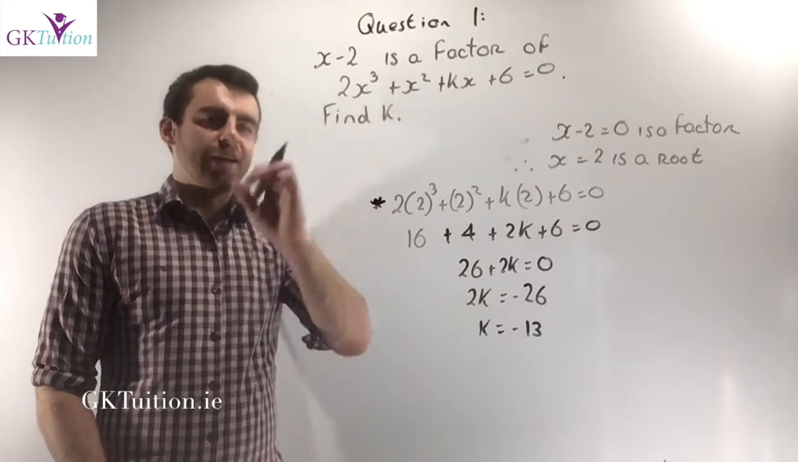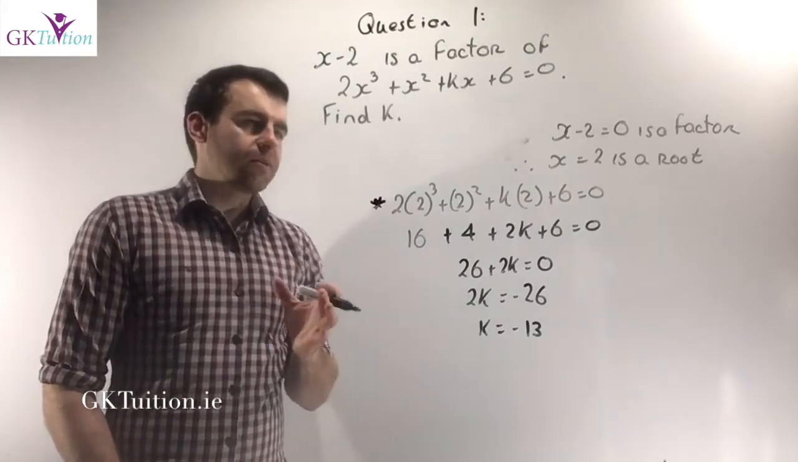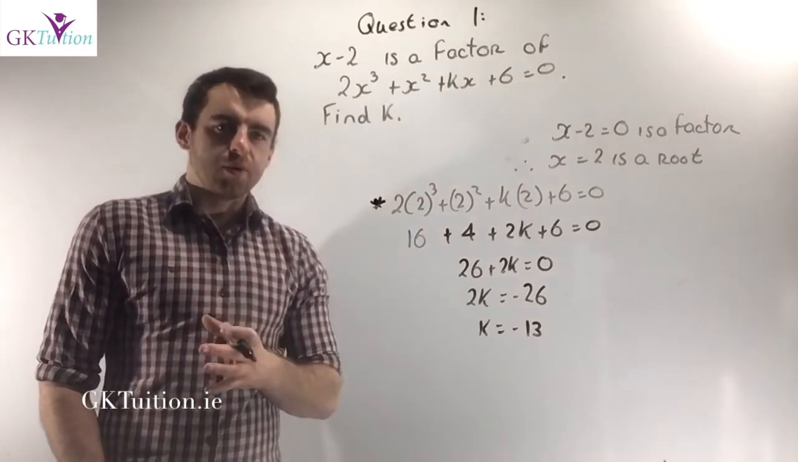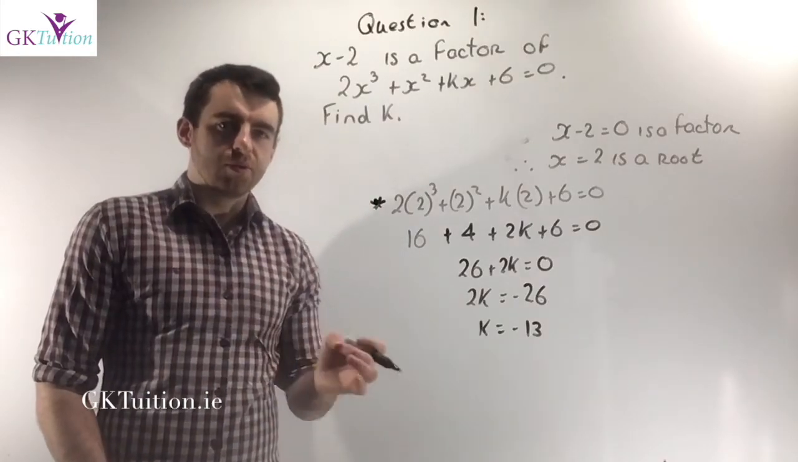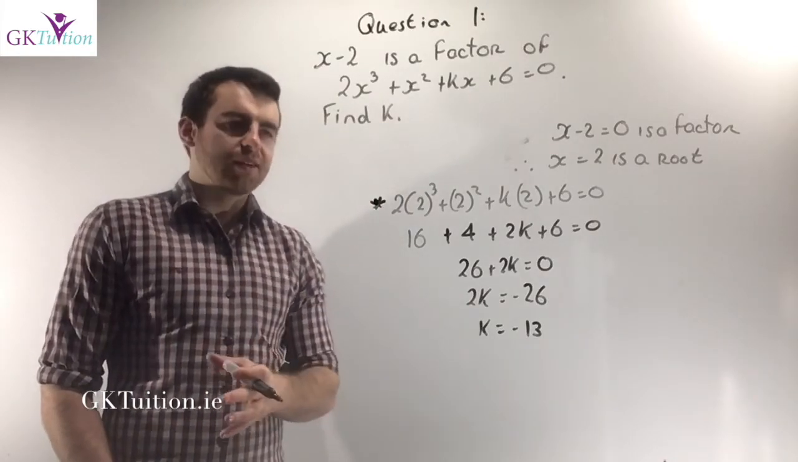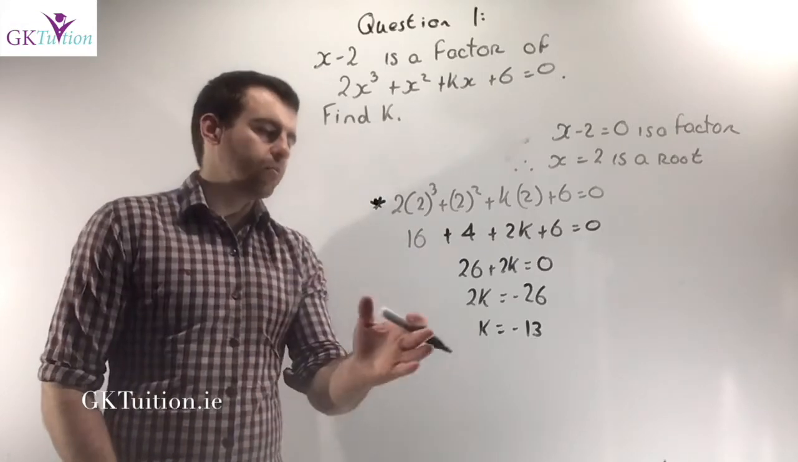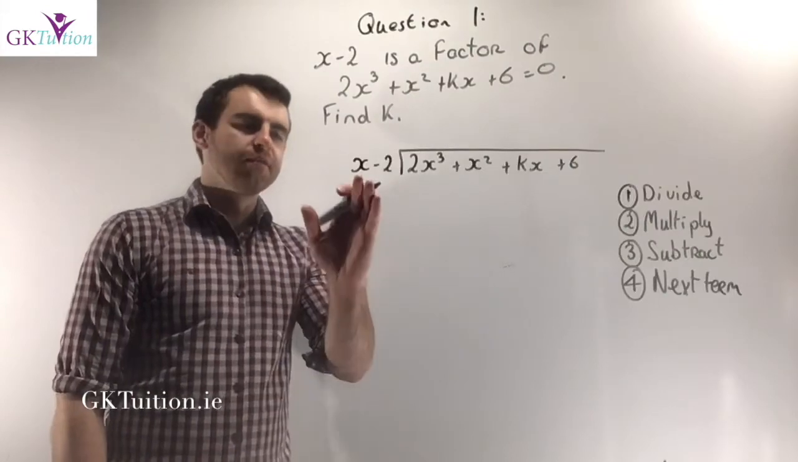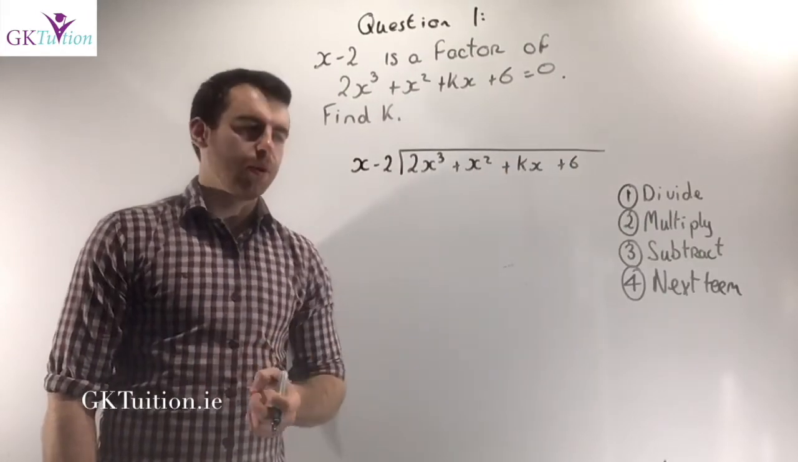I'm going to use the factor x minus 2. If x minus 2 is a factor, I can use long division to divide it in. And I know that whatever my remainder is, it will be equal to 0. So let's have a look at that. And hopefully when we do long division, we'll end up with the same answer. We'll get k equals minus 13. Okay, so let's divide the factor into the cubic and see what happens.